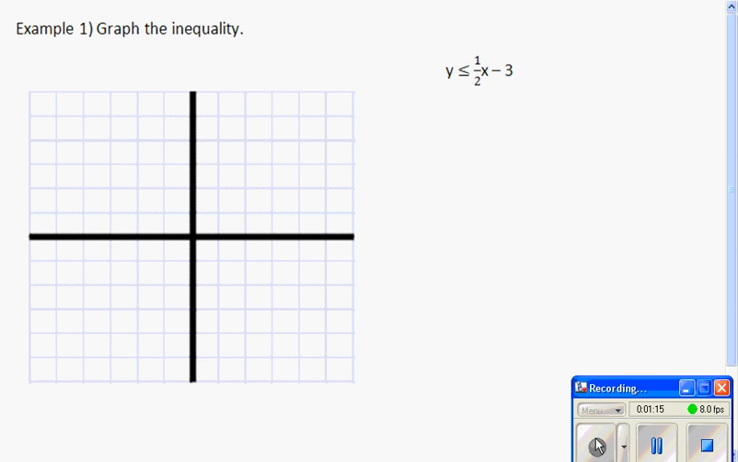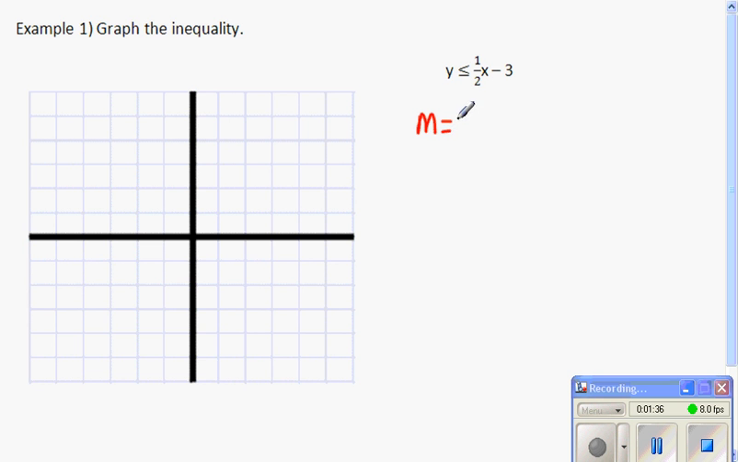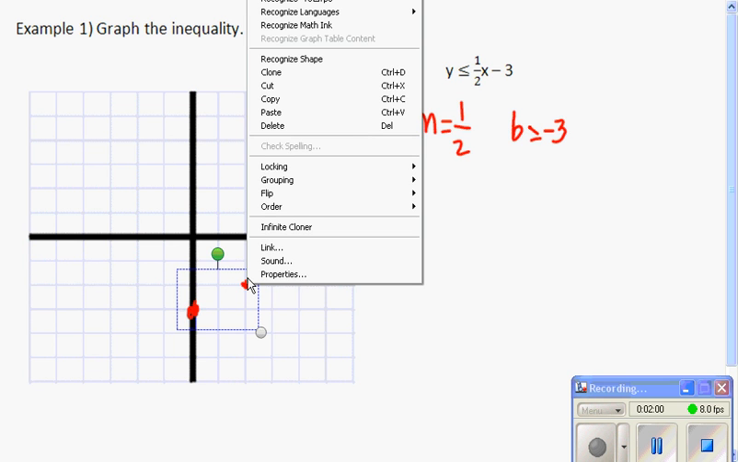Our first example here, we are going to graph the inequality y is less than or equal to 1/2 x minus 3. I'm going to fill in a few things, like my intercept and my slope. My slope on this problem, m equals 1/2, and my intercept is -3. I'm going to use the slope-intercept form of graphing. So here is -3, and then my slope is 1/2, so the rise is 1 and the run is 2. Plot, and then I can construct my boundary line.